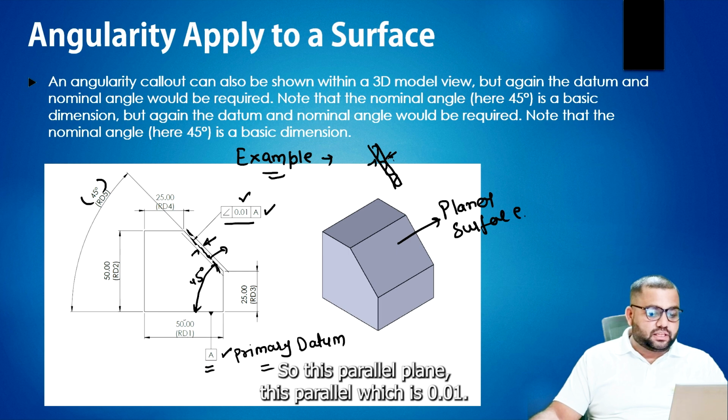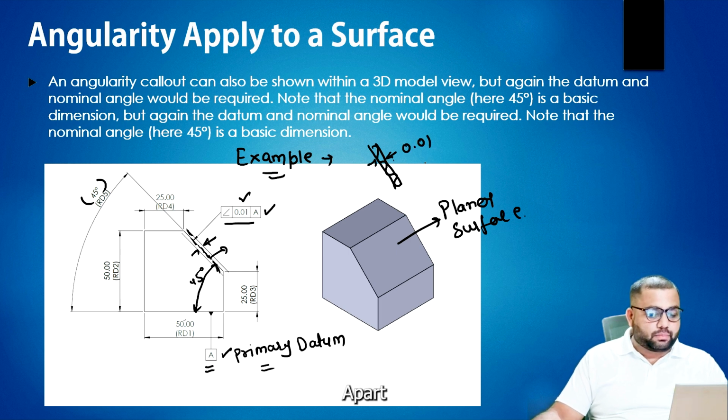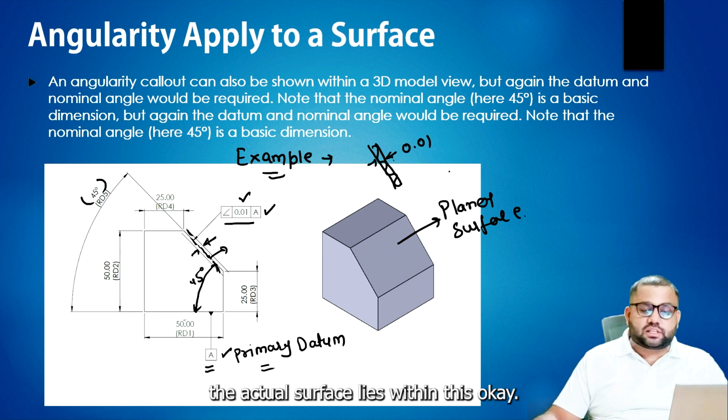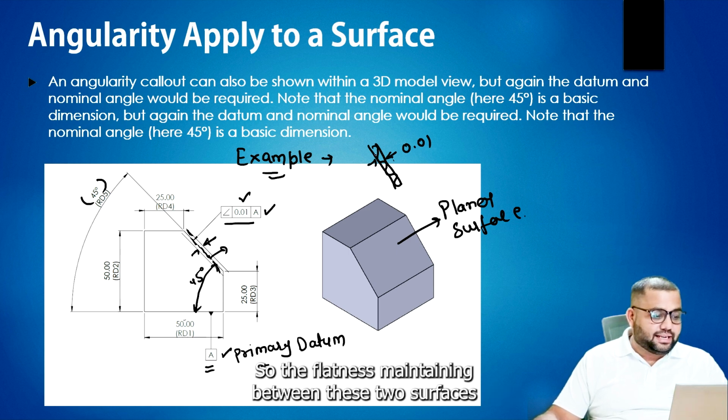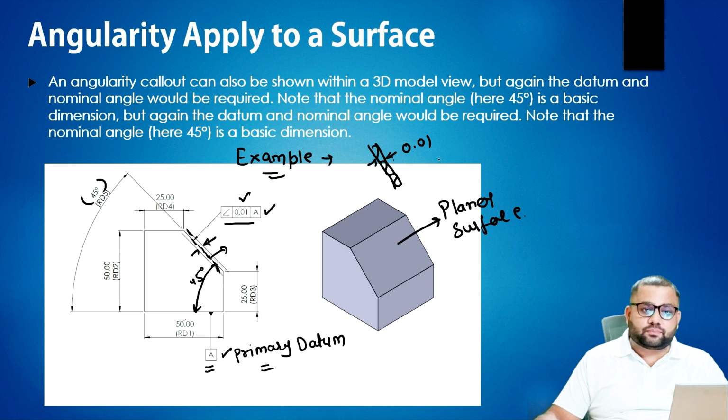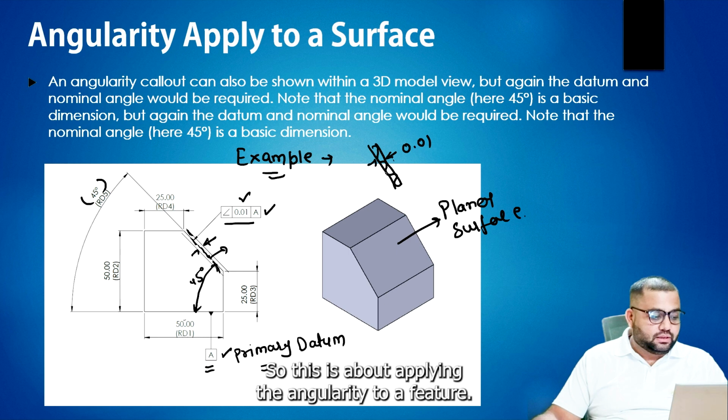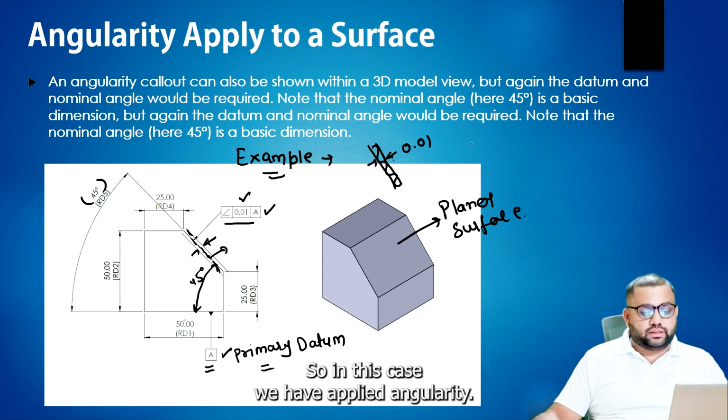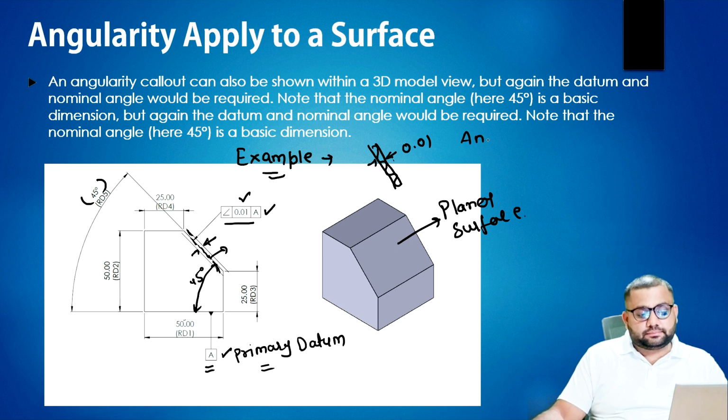These parallel planes, which are 0.01 mm apart, the actual surface lies within this. Okay, the two surfaces. So the flatness is maintained between these two surfaces, and the angle is also maintained at 45 degree. Okay, so this is about applying the angularity to a feature. So in this case, we have applied angularity to a feature.